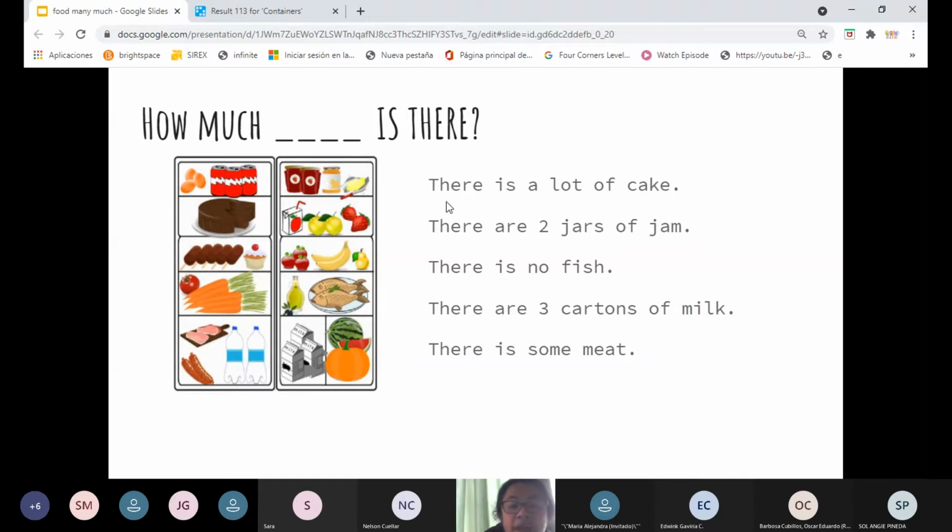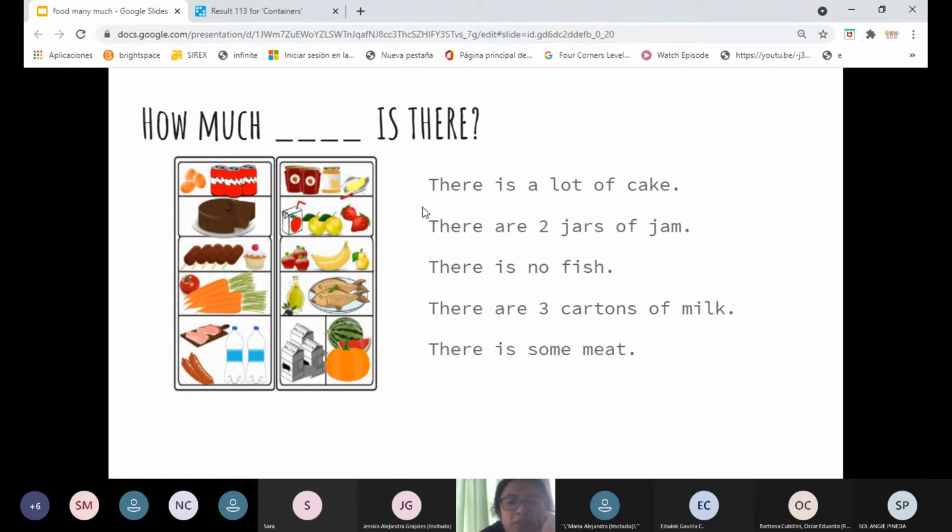For example, if we say, there is a lot of cake. There's a lot of cake. So what is the question? What would be the question there if the answer is there is a lot of cake? How much cake is there? Excellent. Very good, Jessica. Nice pronunciation. So how much cake is there? There is a lot of cake.